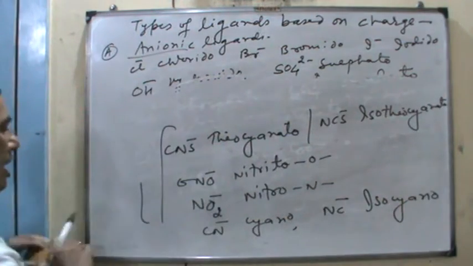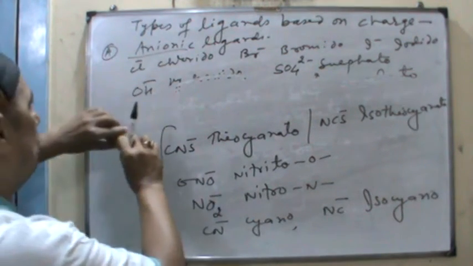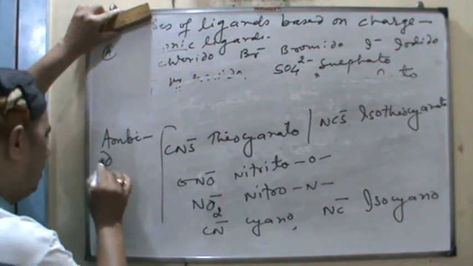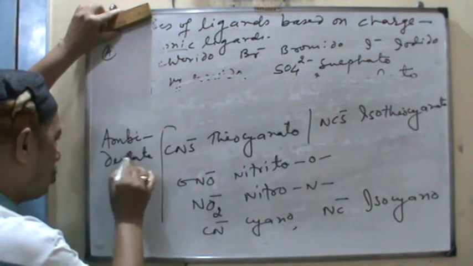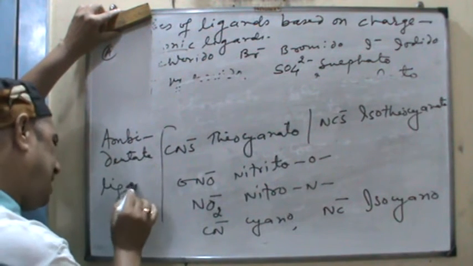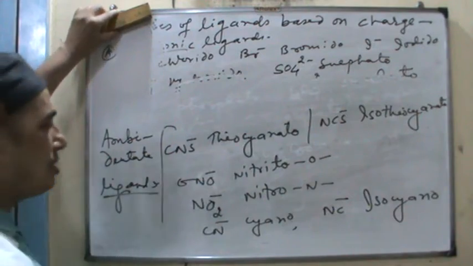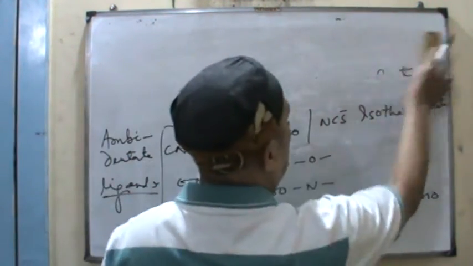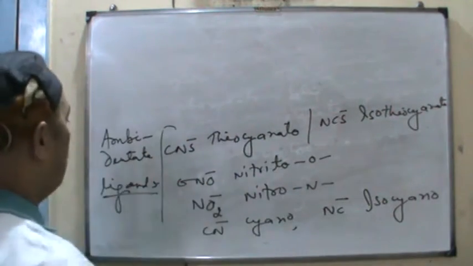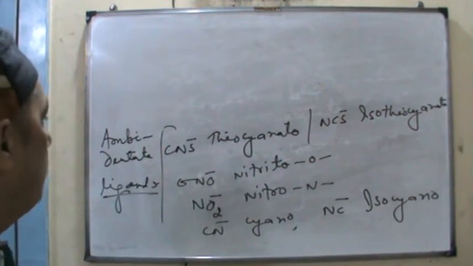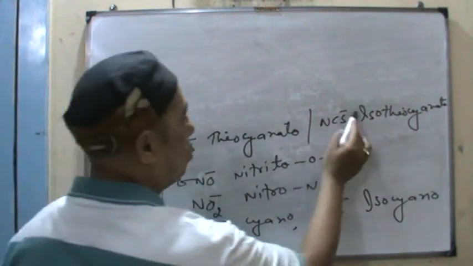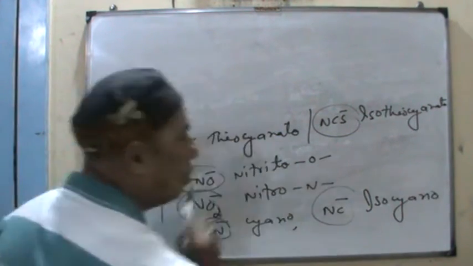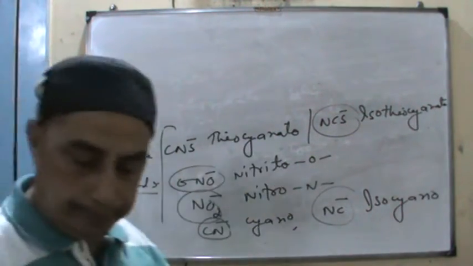is isothiocyanato. These ligands are known as ambidentate ligands. Such a ligand contains 2 donor atoms, but at a time they can donate only 1 lone pair of electrons, known as ambidentate. Thiocyanato, isothiocyanato, nitrito, nitro, cyano, isocyano. We have to remember all these.